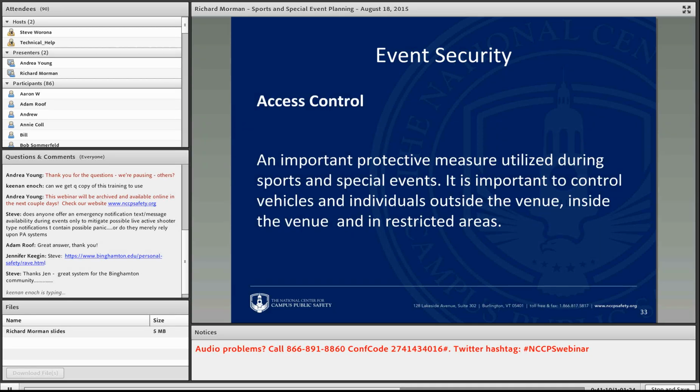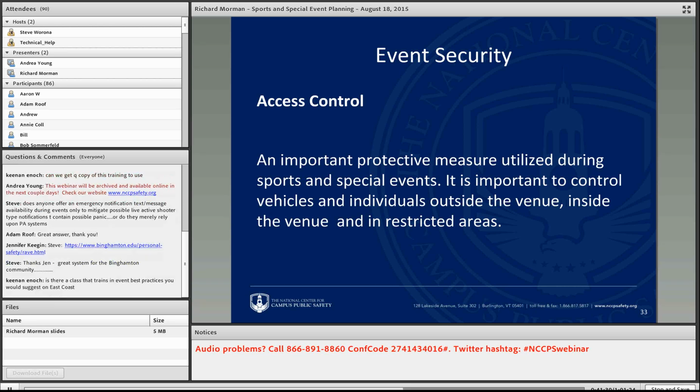So access control. Access control starts outside of the venue, but it also pertains to inside the venue and also to restricted areas inside and outside the venue. It also applies to vehicles and individuals. And why do I say vehicles? Because there are some venues around the country that have parking either connected to the venue or actually underneath the venue. So either inside or outside the venue. So access control does pertain to vehicles and people.